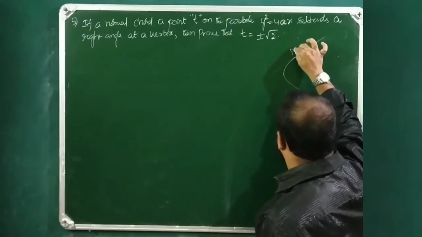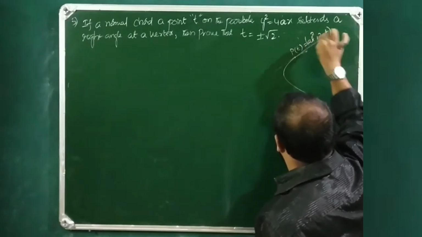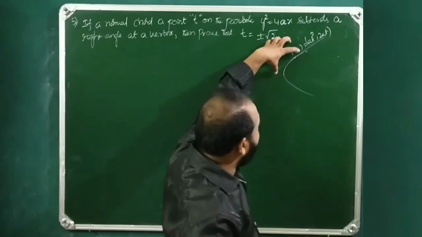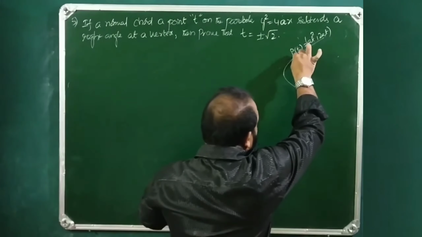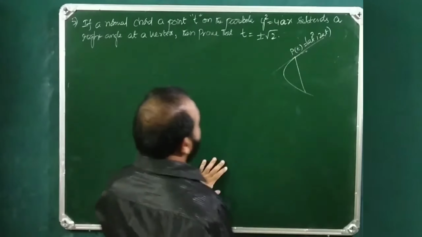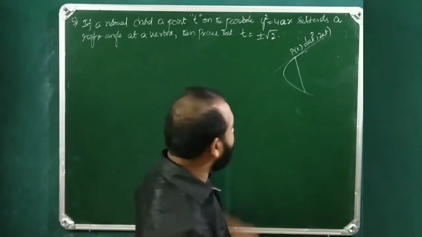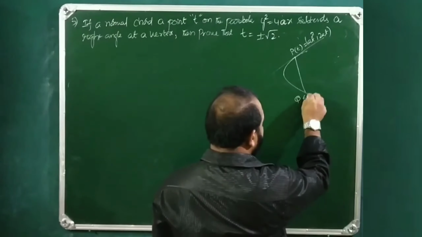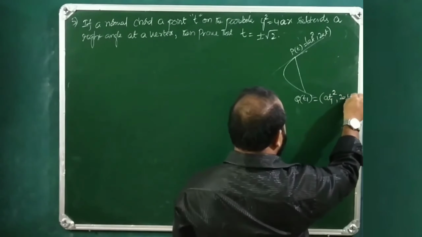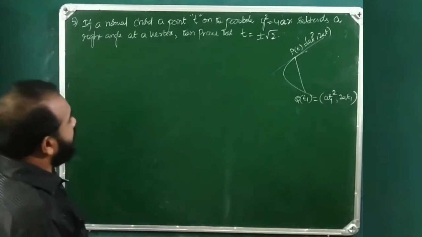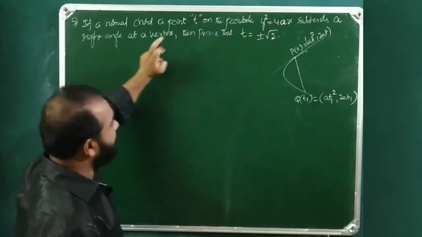Let's take this point P of t, the parametric point at square comma 2at. So if this is a tangent, the line which is passing through P and perpendicular to this tangent is this normal. Let this normal again intersect the parabola y square equals 4x at Q of t1, which is a t1 square comma 2a t1. Now, this normal chord subtends a right angle at the vertex.